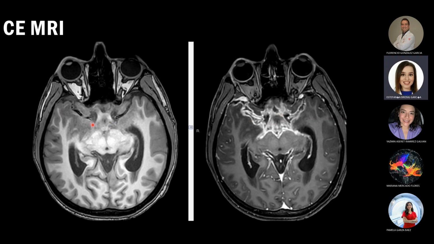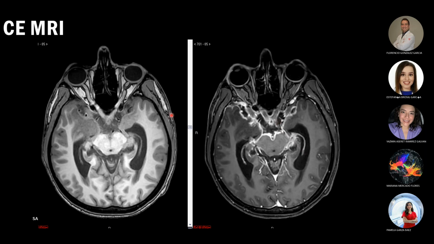In the T1 weighted images, we don't see hyperintensity, and in the contrast enhanced, we see a very abnormal enhancement of these regions. We are here at the midbrain level, and all the cisterns and the fissures are enhancing with the leptomeninges. At another level, we can see the temporal uncus on the right side.